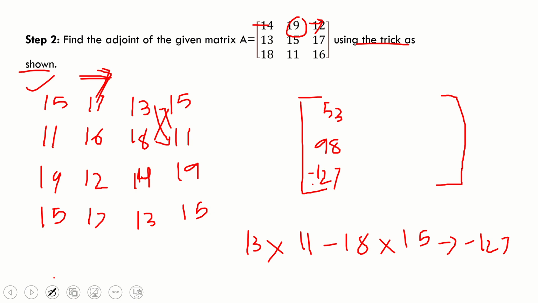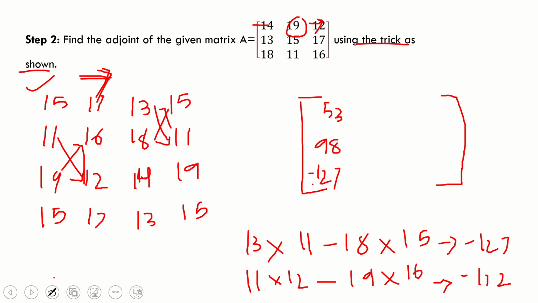Now coming to the second step, now you have to go like this: 11 times 12 minus 19 times 16. Upon solving, you will get one answer, which is minus 172, and you have to write here now. Because we have transposed the matrix, this minus 172 should be written in place of 98, but it is transposed. That's why we are writing here. Okay, so this way you have to go.